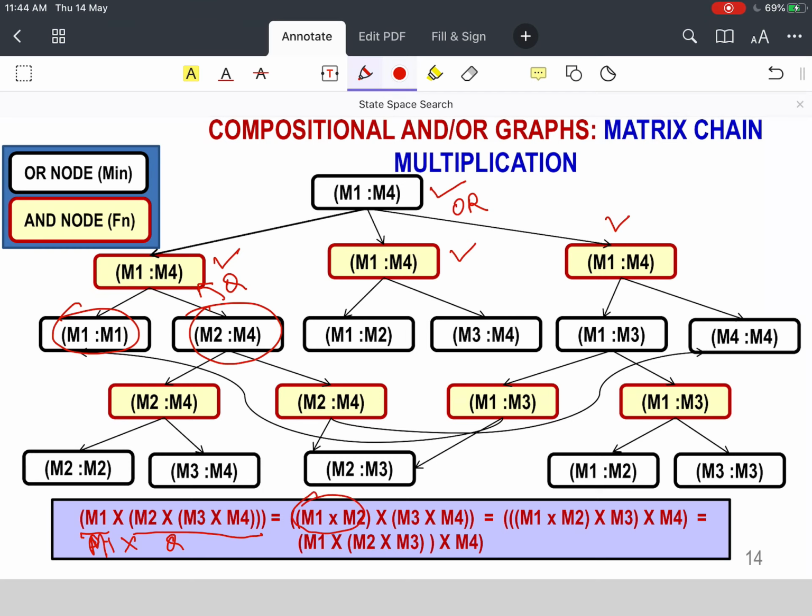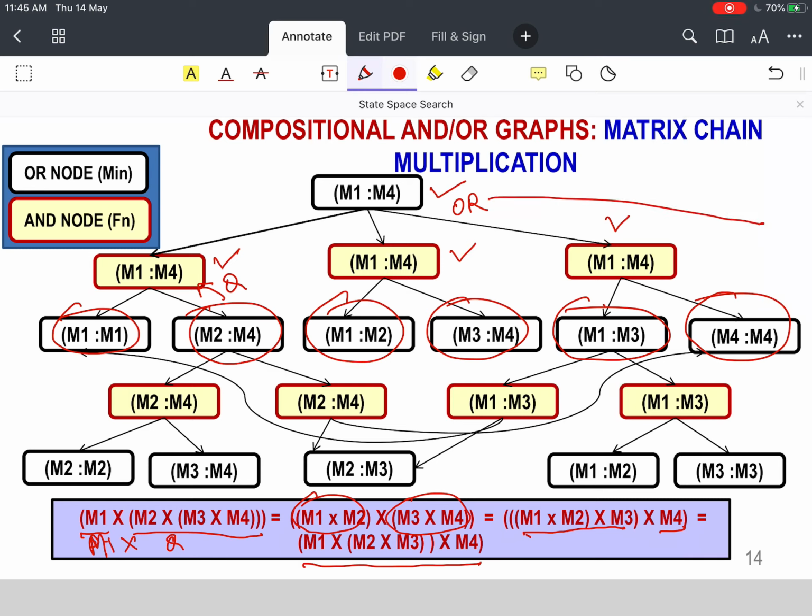Or I could use this option, which is m1 m2 into m2 m3, and I will get this and this. Or the third option is I can do m1 into m2 into m3 and multiplied by m4. And I have my fourth option, which is this, which I have not drawn. So I will have the fourth option.